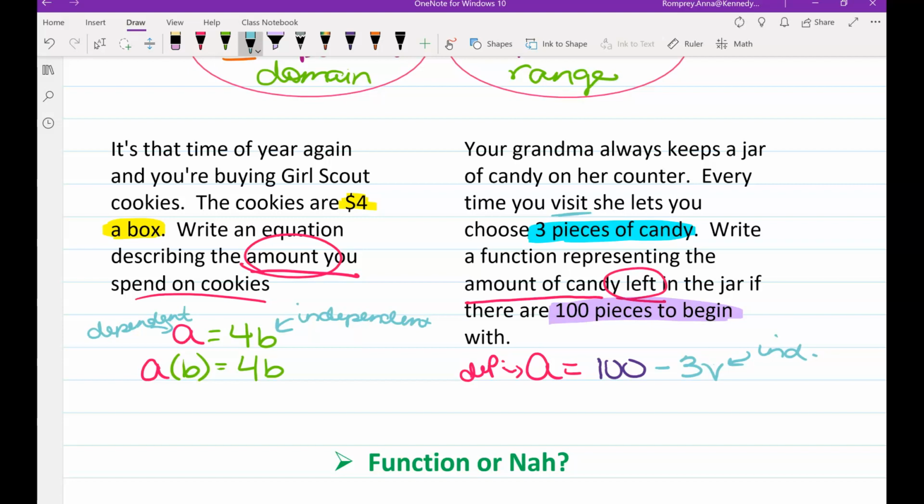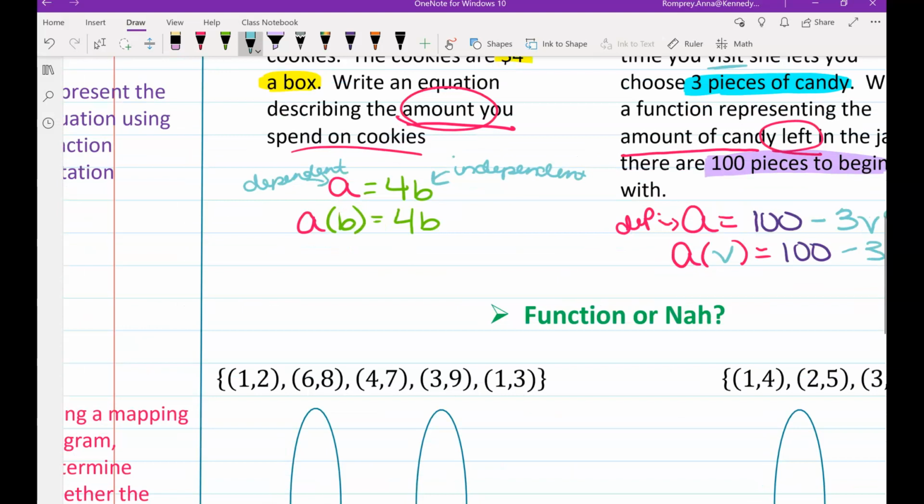So when we're writing in function notation, A of what? The number of visits tells us how much candy we have left. So A of V equals 100 minus 3V, 3 per visit. So that's literally the only difference between an equation and function notation. It's just that little piece of how we write it in the beginning. That's the only difference. Okay.